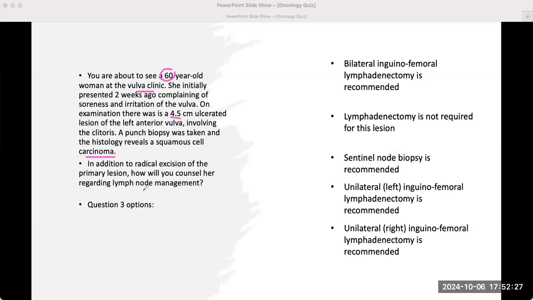So, what do you think? There is a rule for lymph node management in vulval cancer, and this rule is super important, correct?